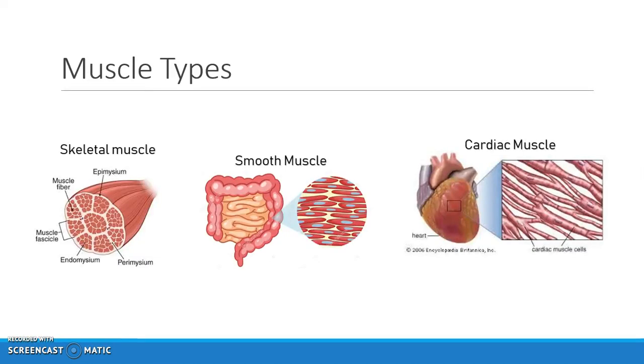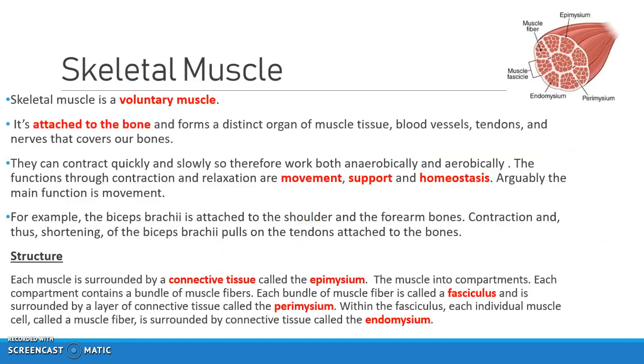There are three types of muscle in the body: skeletal muscle, smooth muscle, and cardiac muscle. The skeletal muscle is a voluntary muscle, which means that we can actively control its function. It's attached to the bone and forms a distinct organ of muscle tissue, blood vessels, tendons, and nerves that cover our bones. They can contract quickly and slowly, so they allow both anaerobic and aerobic work. They work both aerobically and anaerobically.